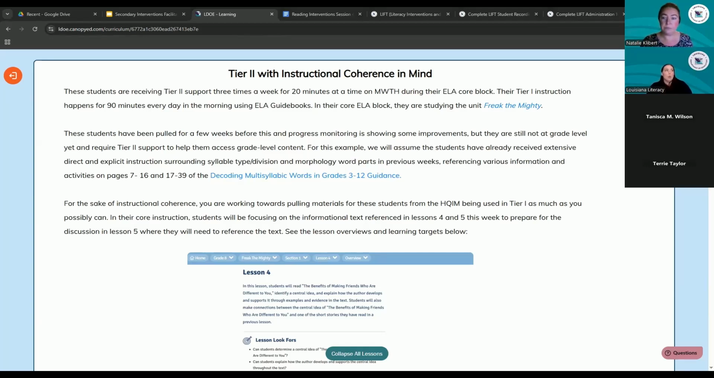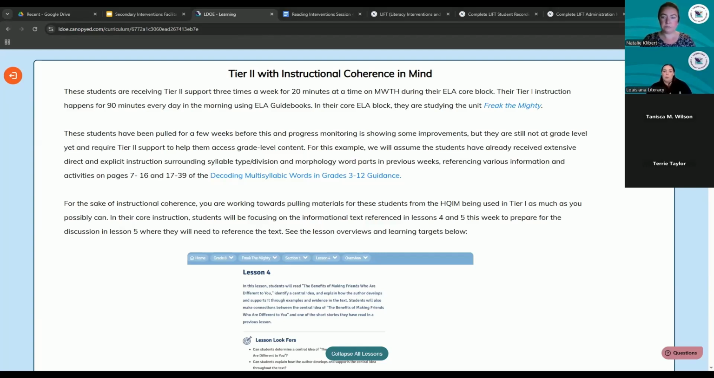Yeah. So let's talk about what that actually looks like. I'm going to give you an example of using your HQIM for these students that we just looked at their profiles for with this little scenario. So these students, they're receiving tier 2 support 20 minutes at a time, 3 times a week.